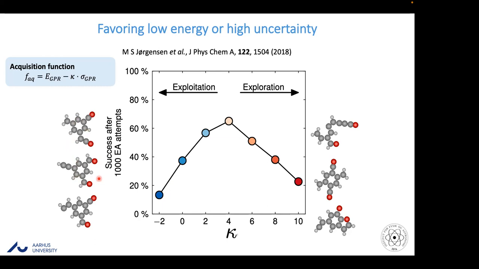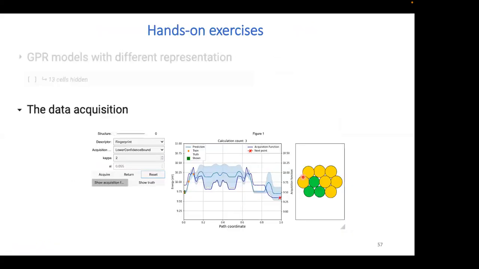So basically, kappa is a handle on how much exploitation to the left here and how much exploration to the right you get. And we have mapped out these curves for a number of systems, and I've seen the maximum at about two, perhaps in this plot it's four, but it's in that range, 2 to 4. So that's the answer. Kappa should be in that range.